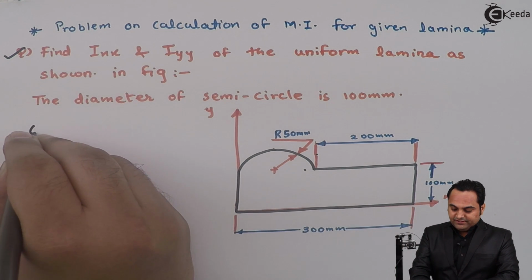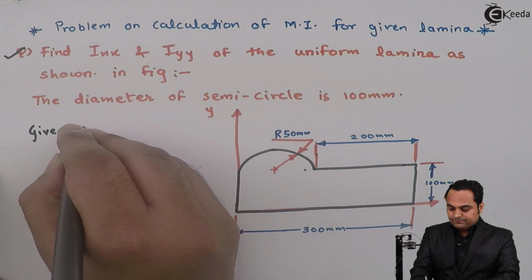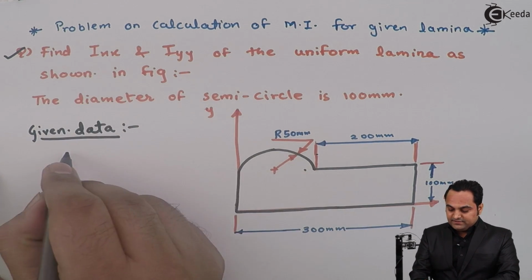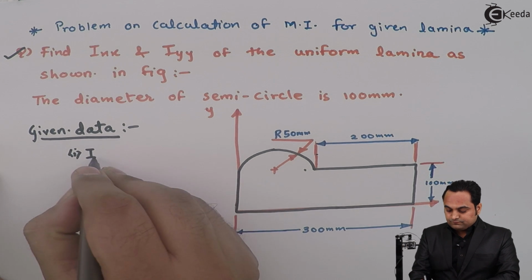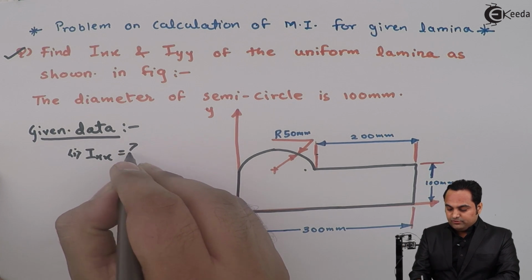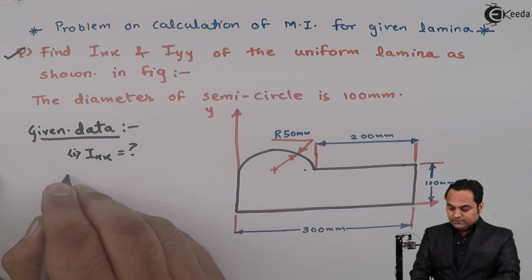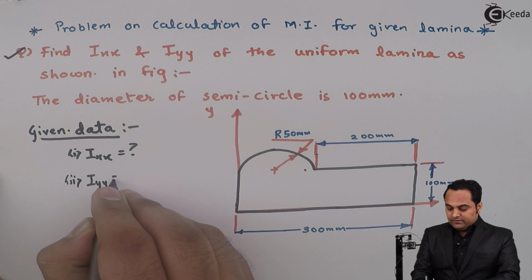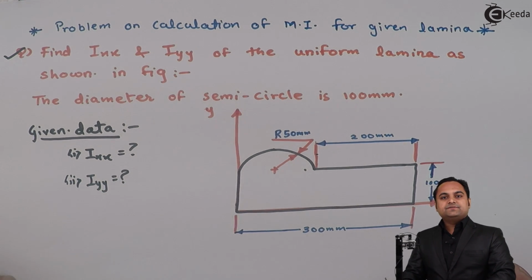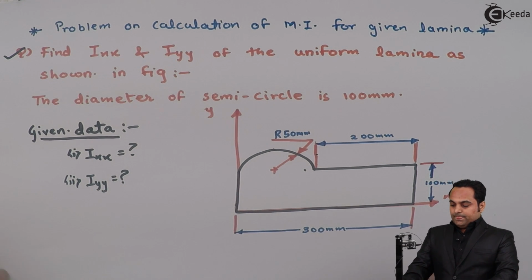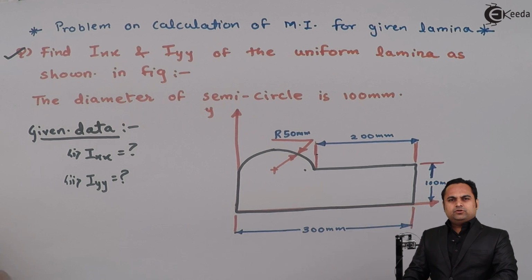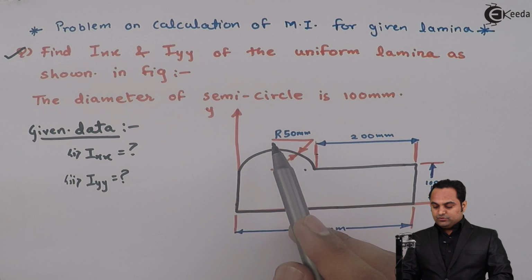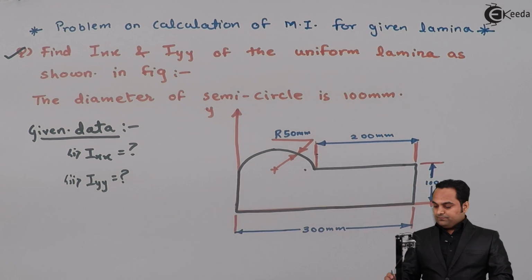I'll write it in the data. Here Ix is the moment of inertia about x-axis and Iyy is the moment of inertia about y-axis. Now, as this lamina is given, which is also called as a plane figure, the diameter of the semicircle is 100 mm, so radius is 50 mm.